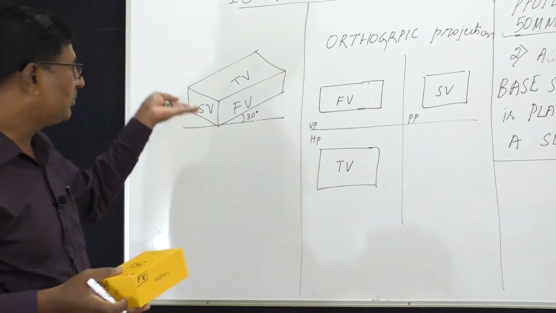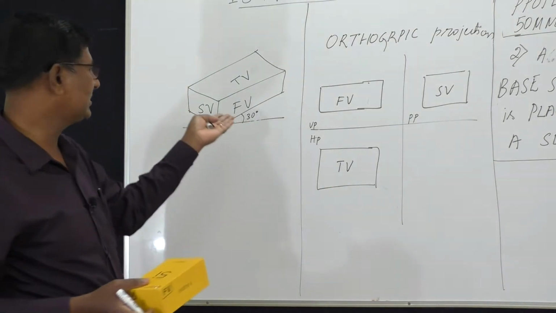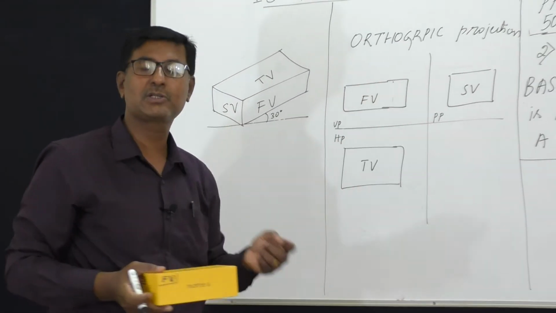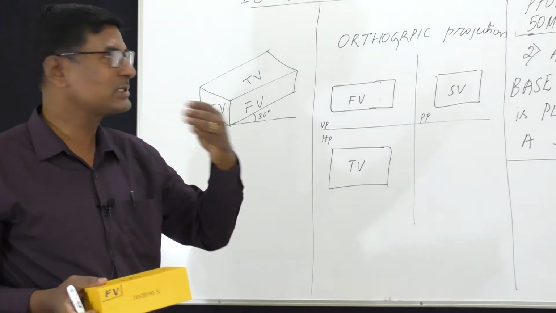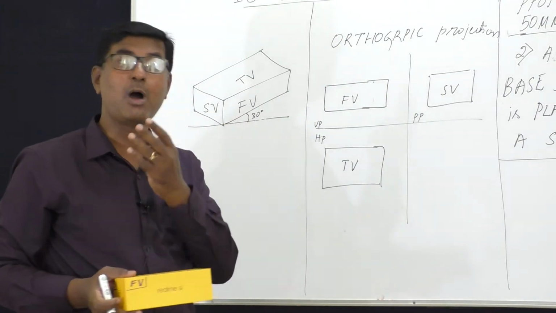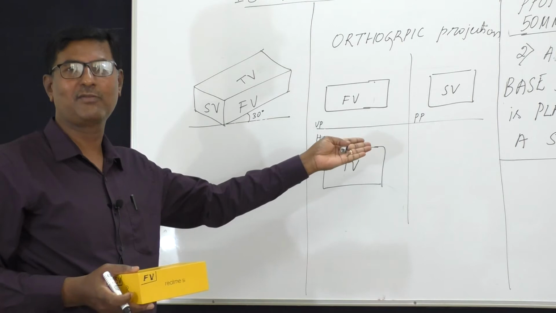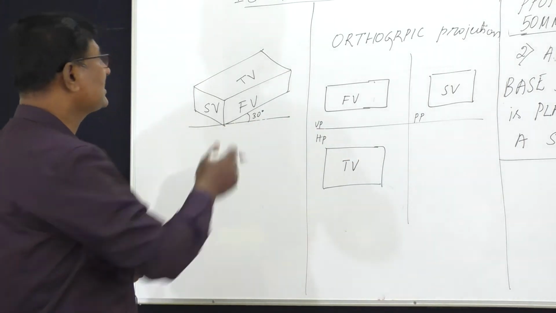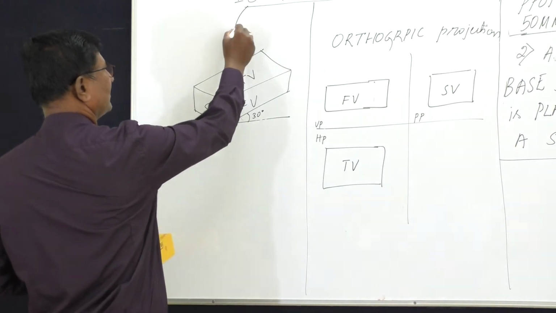You see, on the board itself, anybody can express this, it looks like a box. Whereas, in order to say that this is a box, a person should undergo one course on orthographic projection. So, a common man cannot understand this orthographic projection. Ultimately, you have to go for this approach. This is what is called isometric projection.